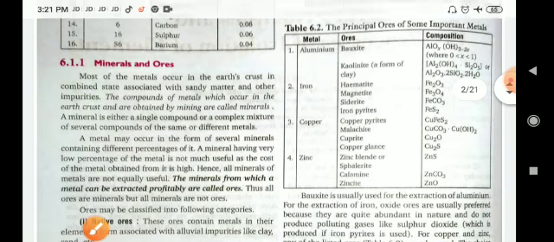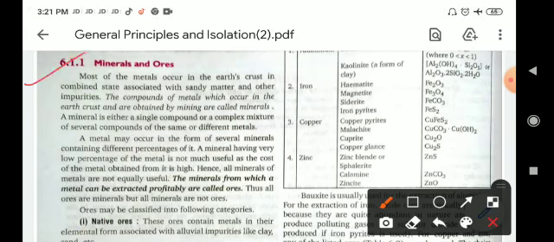Now come to minerals and ores. What are minerals and what are ores? Basically, these are the substances from which metals are extracted. So what is the difference between mineral and ores? Let's see. Most of the metals occur in the earth's crust in combined state, as we have discussed above, associated with sandy matter and other impurities.